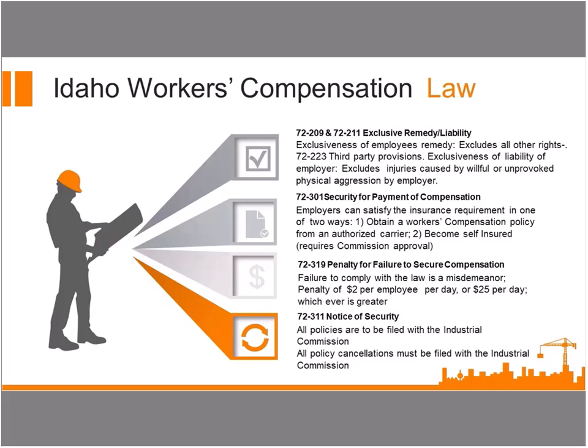So you as an employer can satisfy the insurance requirement in one of two ways. The first one is the most common way, which is to obtain a work comp policy from an authorized carrier. You'll hear the term carrier, surety, insurance company. It's interchangeable terminology, and what we're referring to is just an insurance company. So if you talk to us, you might hear us say, what surety are you going through? We're just referring to what insurance company you're going through, basically.